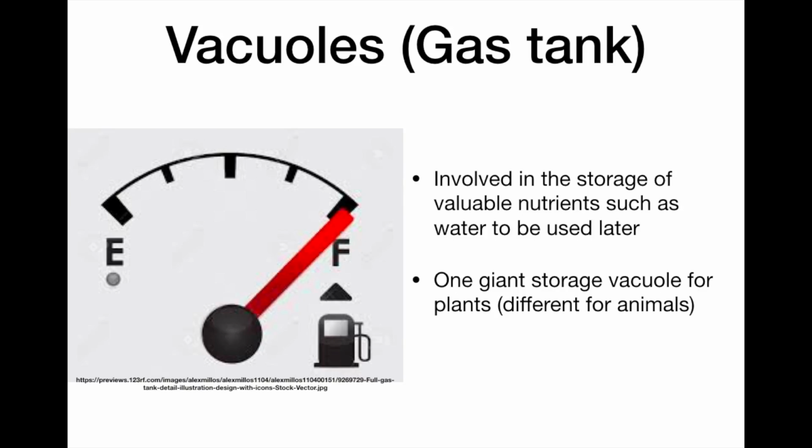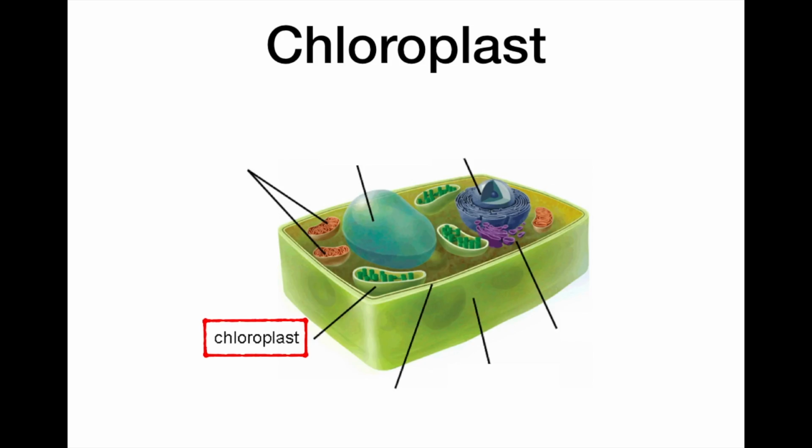Vacuoles. Vacuoles are like the gas tank. So, in vacuoles, you can find valuable nutrients, such as water, for example, that can be stored for use later. In plant cells, you only have one vacuole. That vacuole is one big vacuole. If you are looking at a cell and it has more vacuoles than one, it's probably not going to be a plant cell, okay?